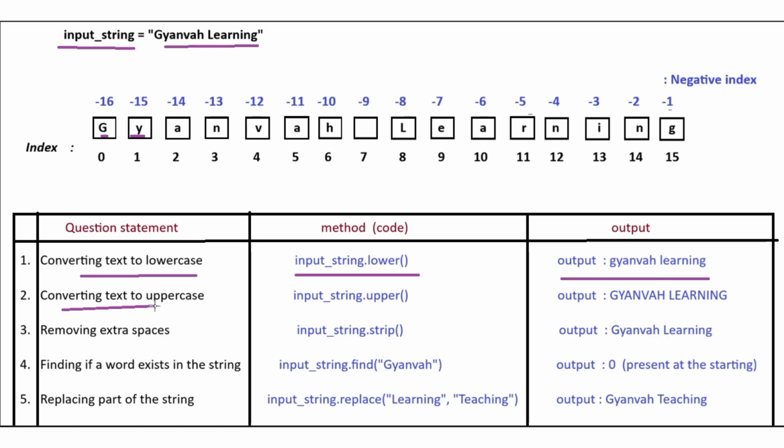Converting text to uppercase. Now let us try the opposite. If we convert the entire text to uppercase, Gyanvah Learning becomes GYANVAH LEARNING. All the characters are transformed to their capital form.